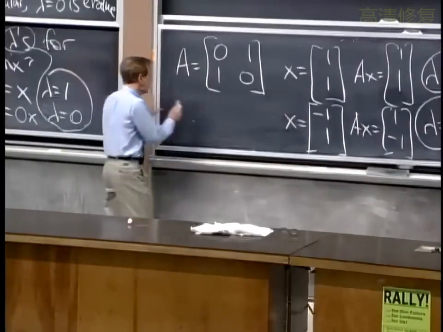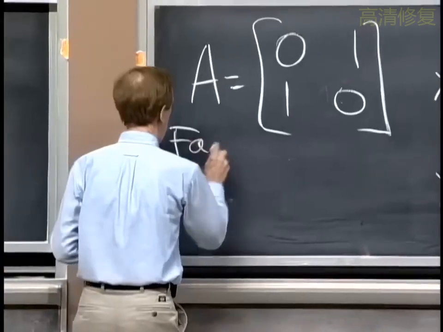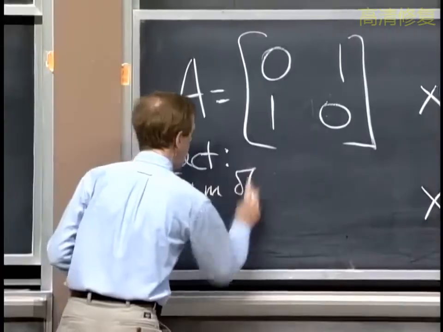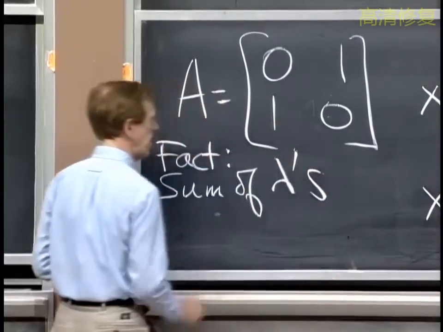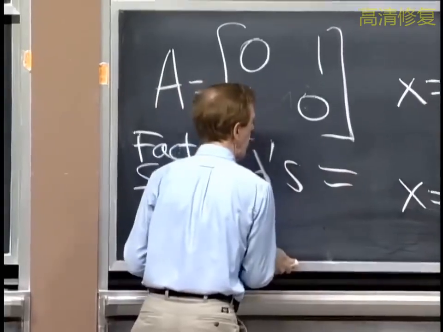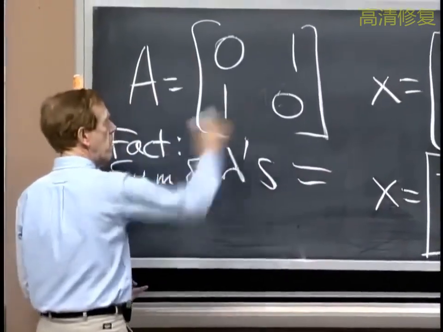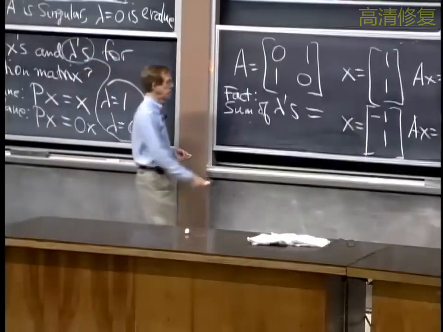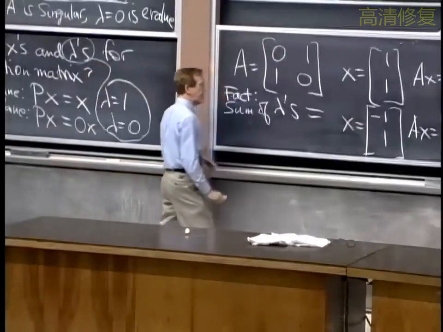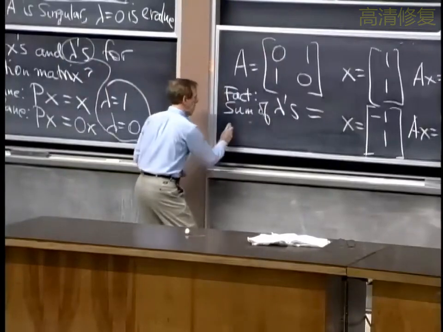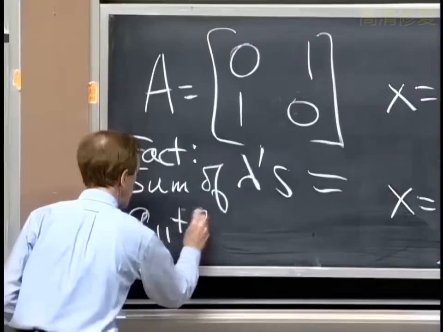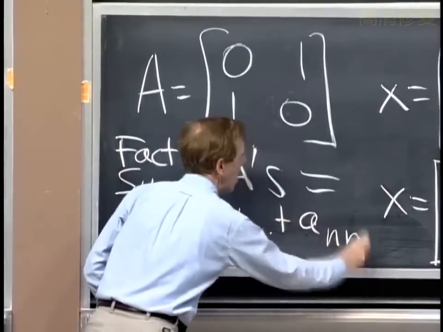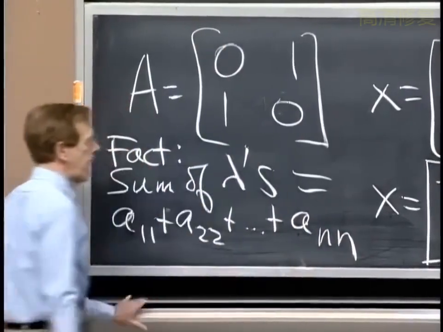So this is a neat fact, that the sum of the lambdas, add up the lambdas, equals the sum. How shall I write that down? What I want to say in words is the sum down the diagonal of A. Shall I write A11 plus A22 plus ANN? That's add up the diagonal entries.